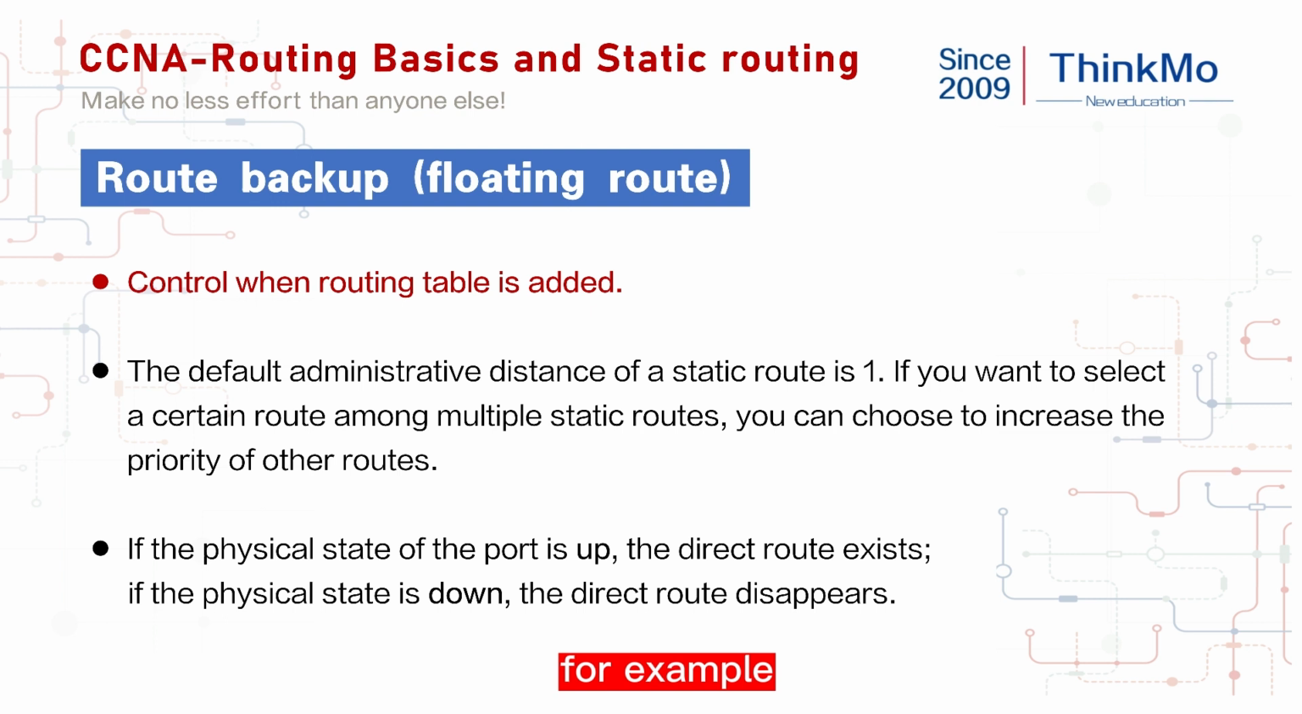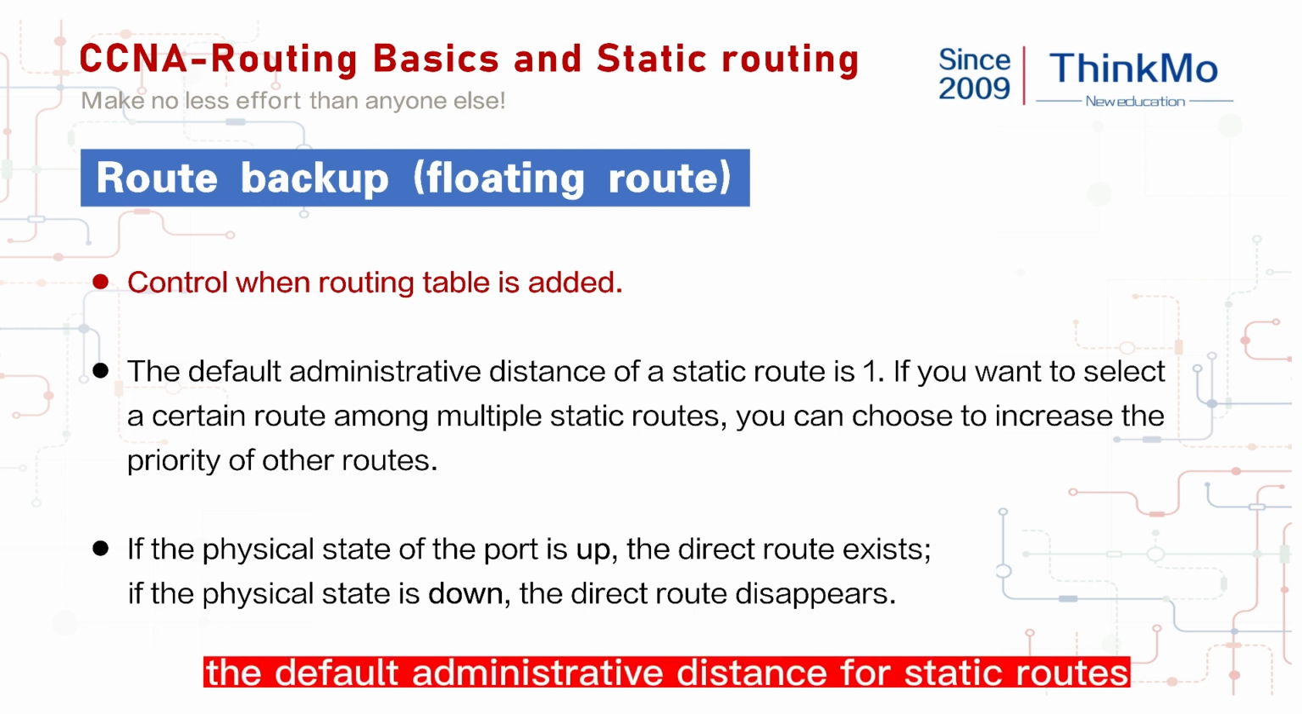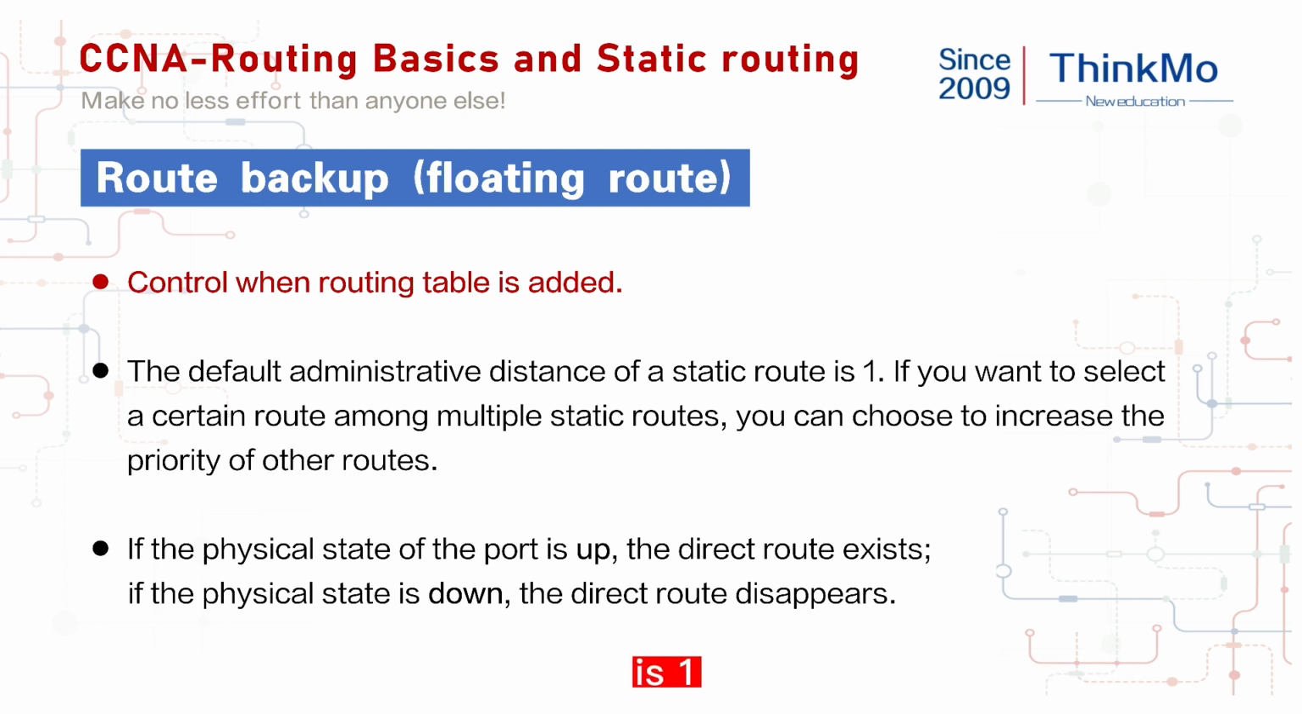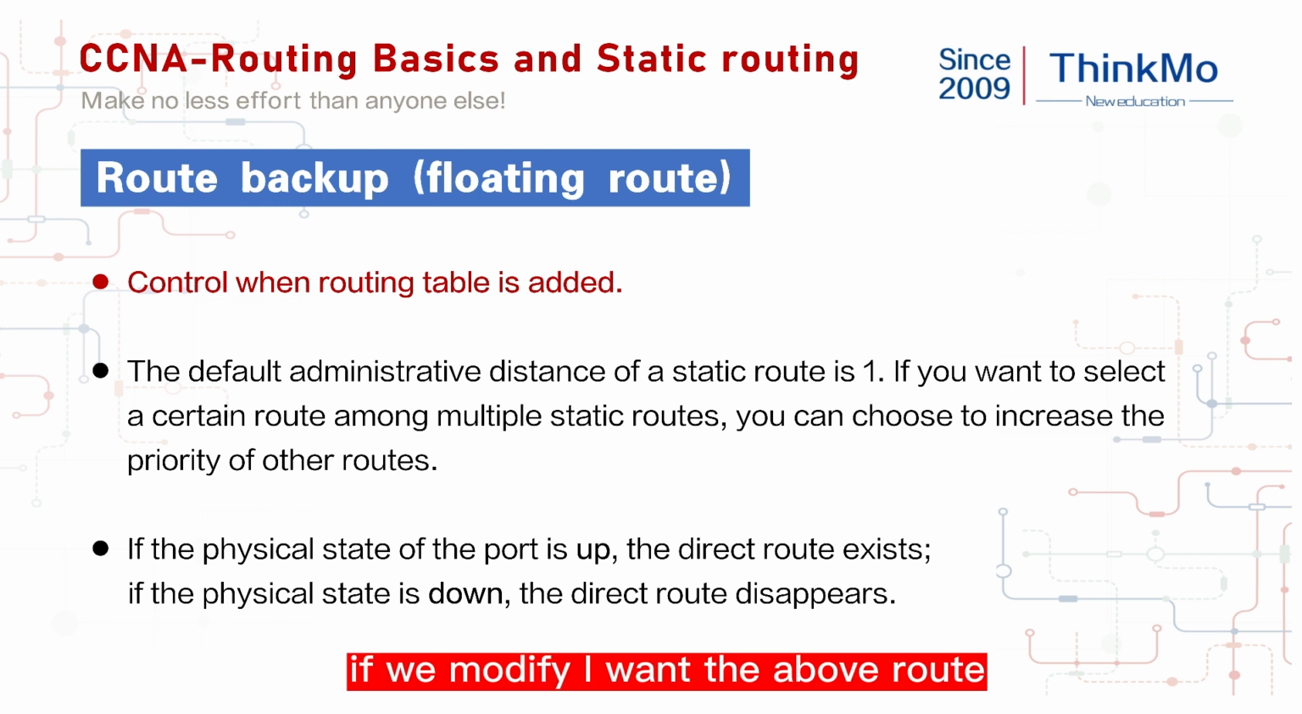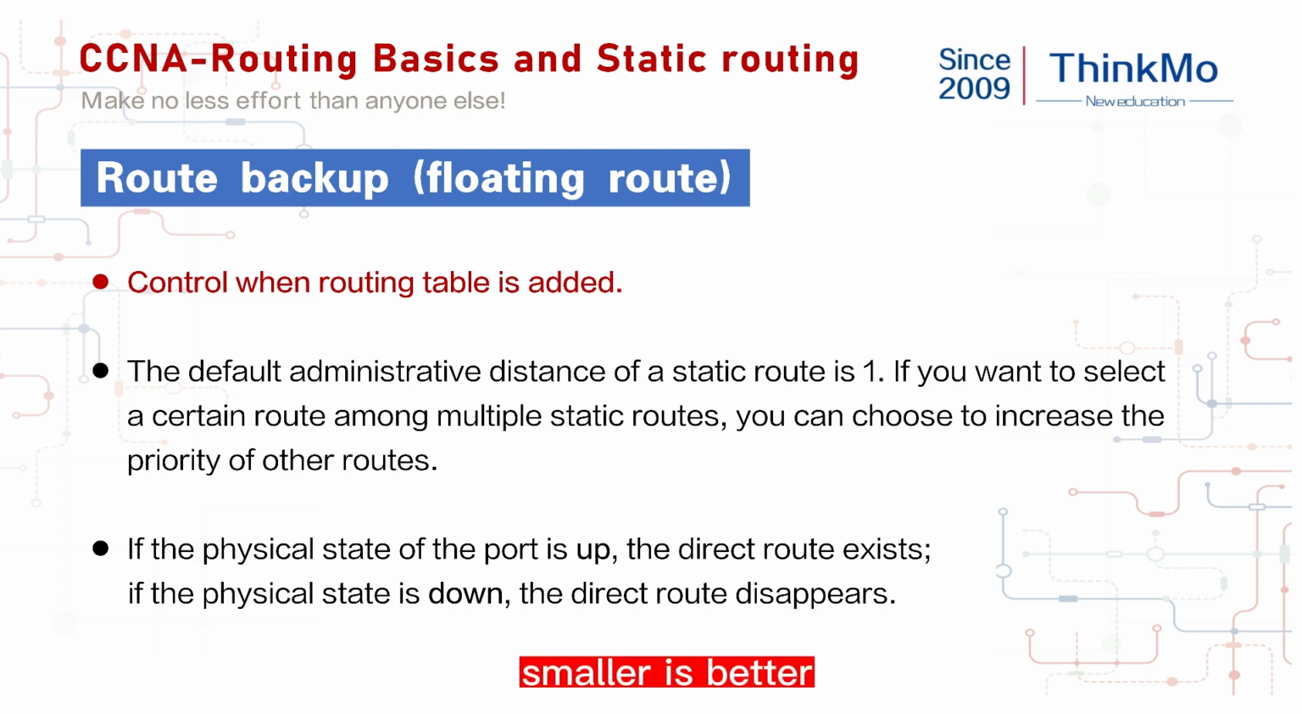For example, the default administrative distance for static routes is 1. If we modify it, I want the above route to appear in the routing table, and the following route does not appear in the routing table. Then if I modify the administrative distance, how much should I change it to? You have to remember: smaller is better.